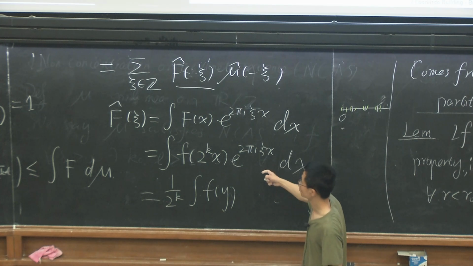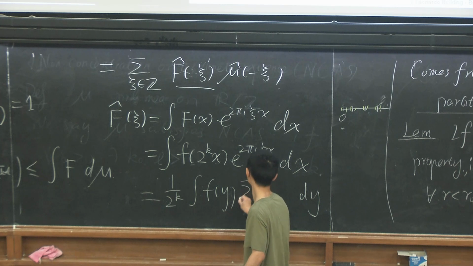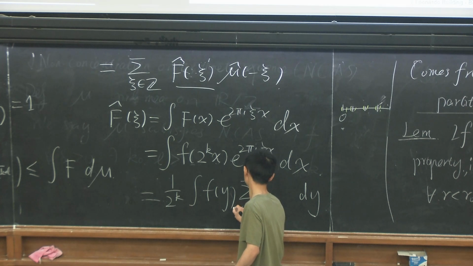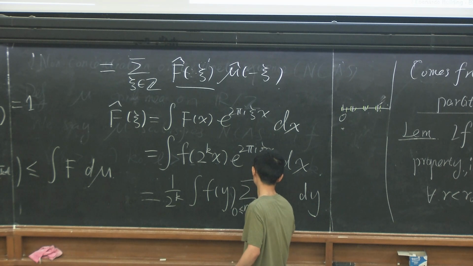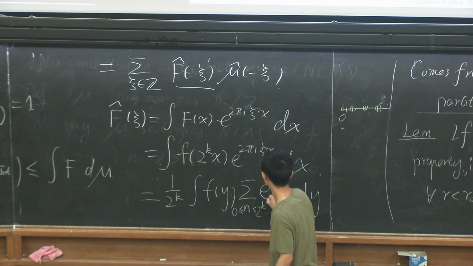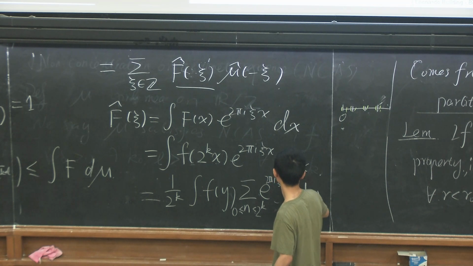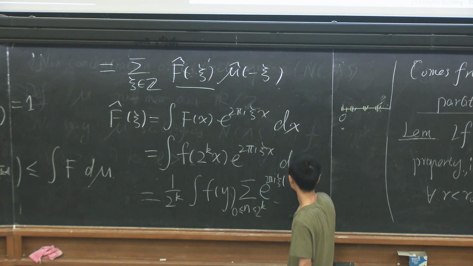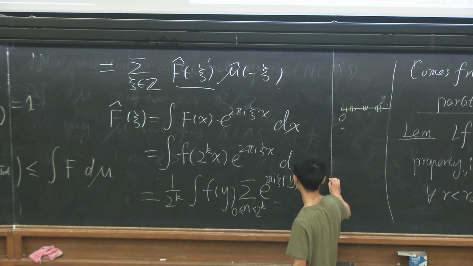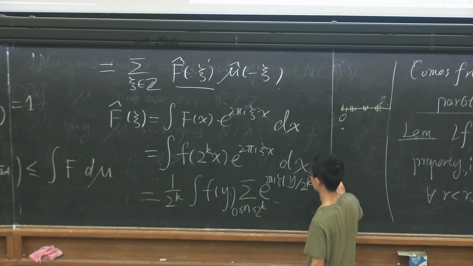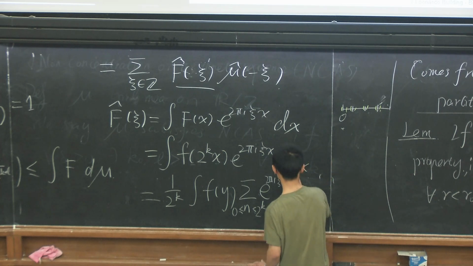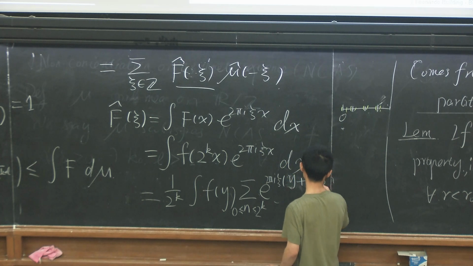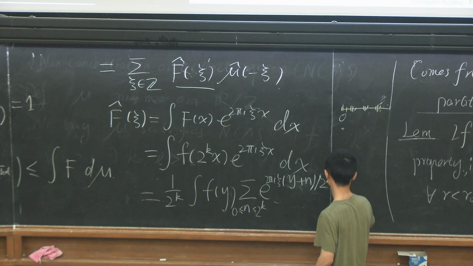But here we will have 2 power k terms. So here is the sum over n greater than 0 and less than 2 power k. And in the exponential, it's exponential 2 pi i c times y. No, not quite. It will be y plus n, yes. Y plus n divided by 2 power k, dy.